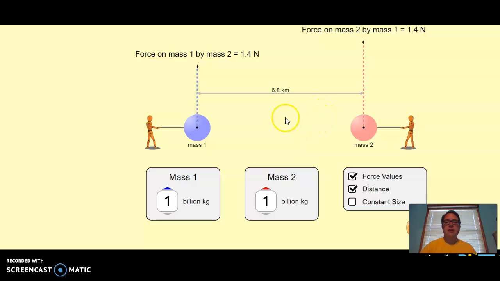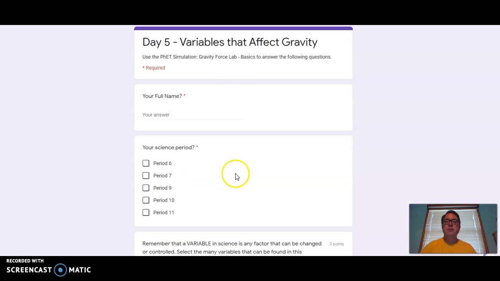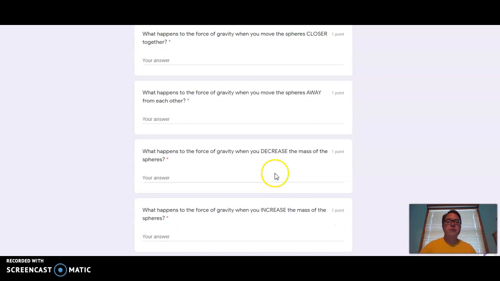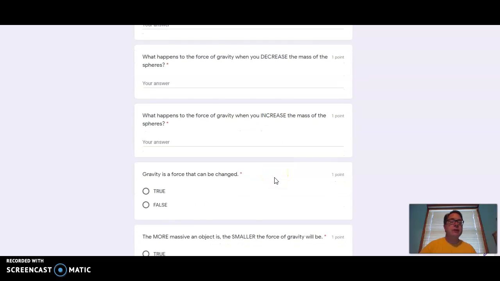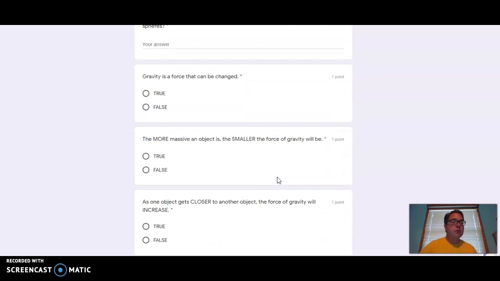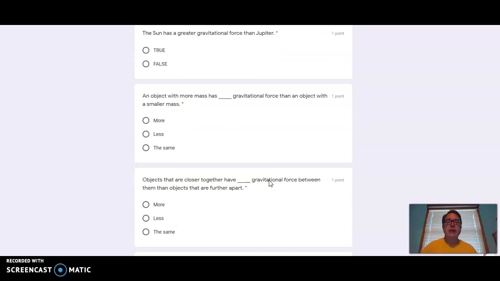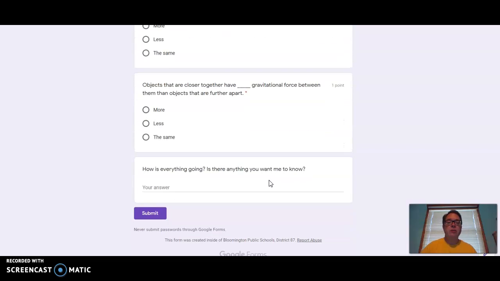Alright. Now, once you've finished playing around with this, go back to the lesson for today and click on Day 5 form, variables that affect gravity. Each of these questions is asking you about something in the simulator, something that we just talked about. So feel free to play with the simulator again, and this will help you find out all the answers that go to this form.